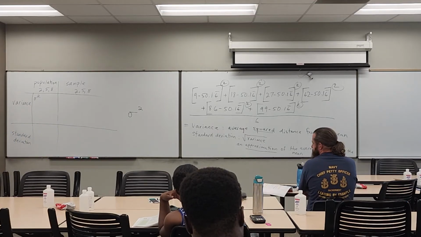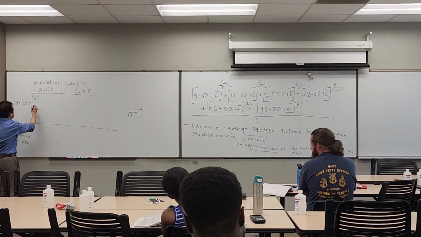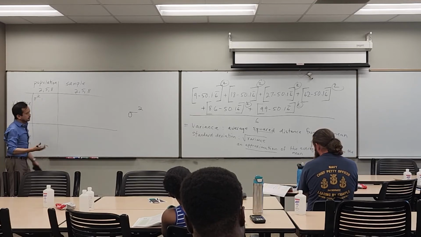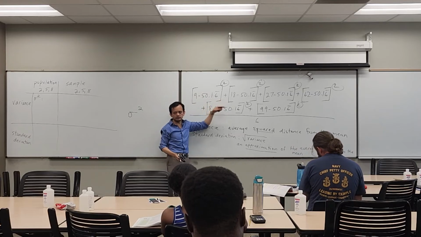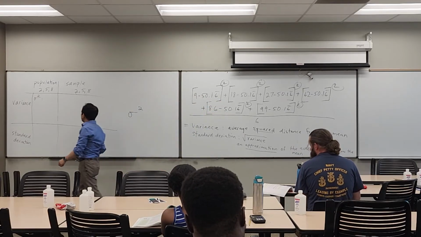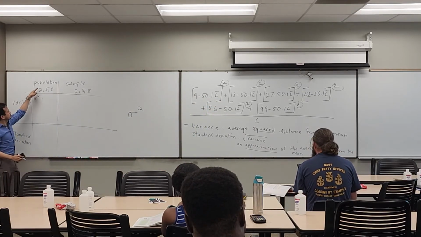And this stands for the population variance. And so the way that we would calculate it is the same as before. We're gonna find the average squared distance from the mean. So if this is our population, then what would the mean be?